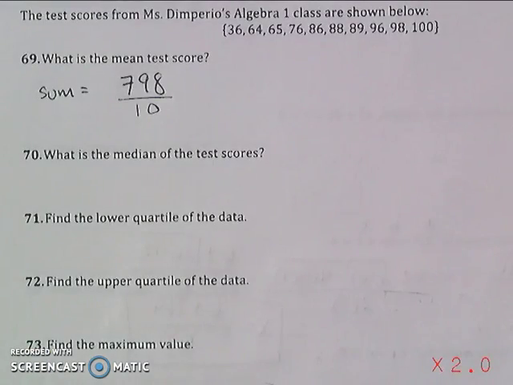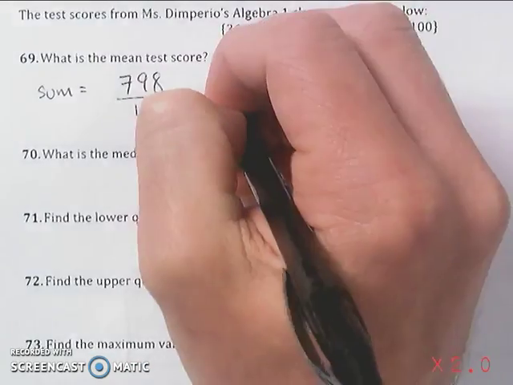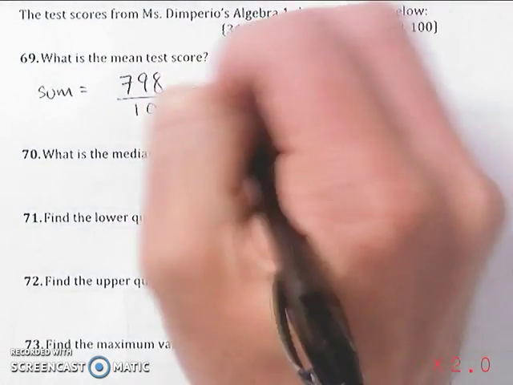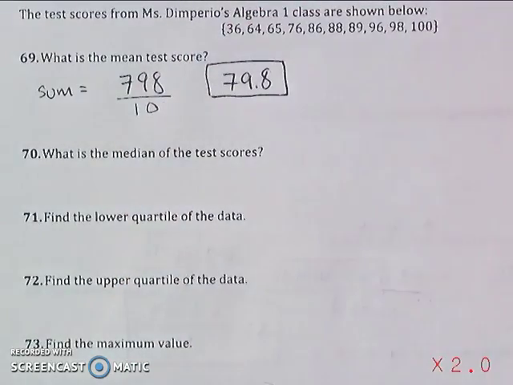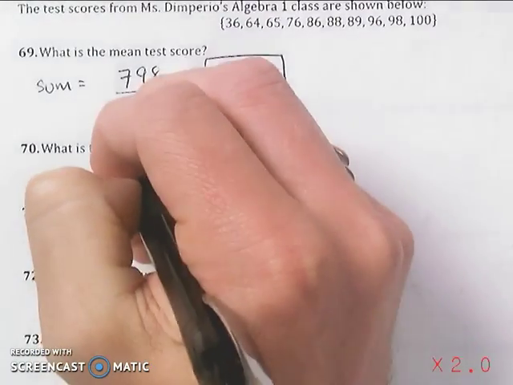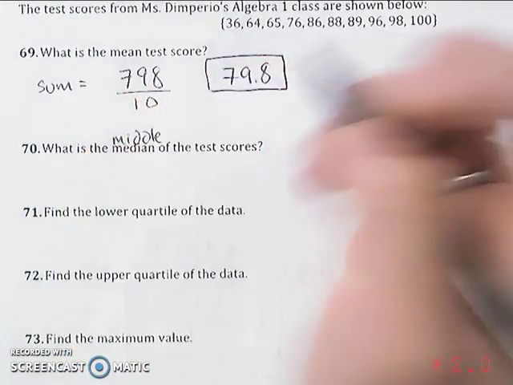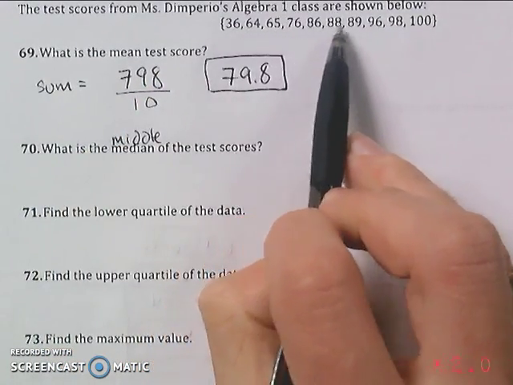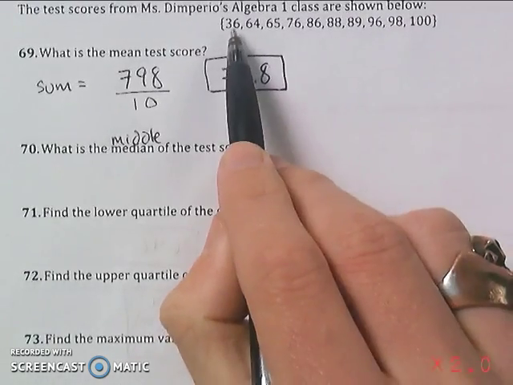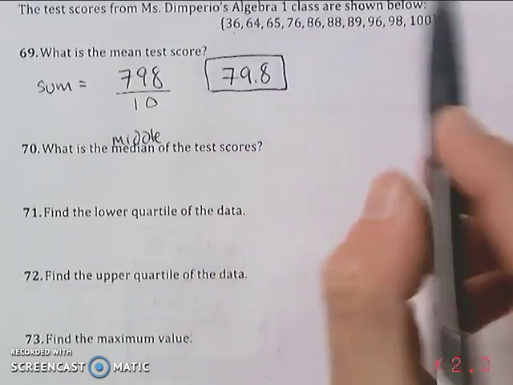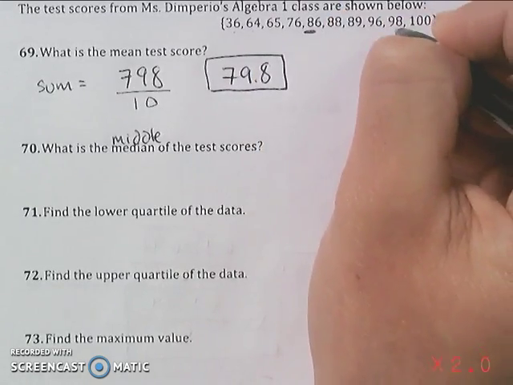Okay, the mean is the sum divided by the amount I have. So when I divide it, I'm going to get 79.8 as my mean. Questions on how I found the mean? Good. The median is the middle score. That's when I line them all up. Are these in order? Yep. So we're going to count 1, 2, 3, 4, 5. 1, 2, 3, 4, 5.